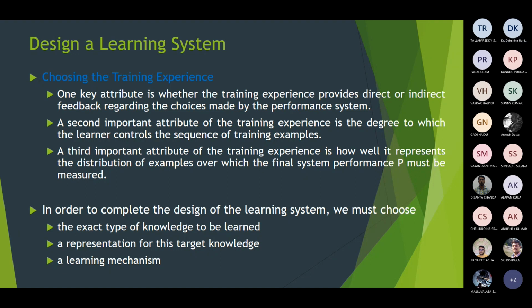In case of direct feedback, the system might learn from direct training examples, which may consist of the individual checkers board state and the correct move. Direct feedback means that the system learns from direct training examples consisting of individual checkers boards. That means in each iteration, we will have a checkers board state, and in that state, we have to choose the correct move.